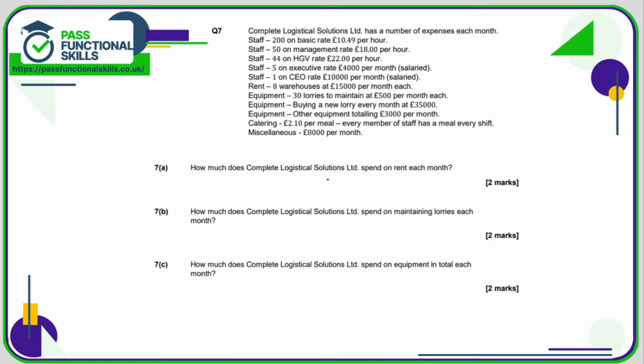Question 7 is quite a challenging question, although part A is relatively straightforward. How much do they spend on rent each month? Well, that can be found here. It's going to be 8 lots of 15,000, and 8 times 15,000 is 120,000. Lorry maintenance, that can be found here, so that's 30 lots of 500, and that's £15,000.